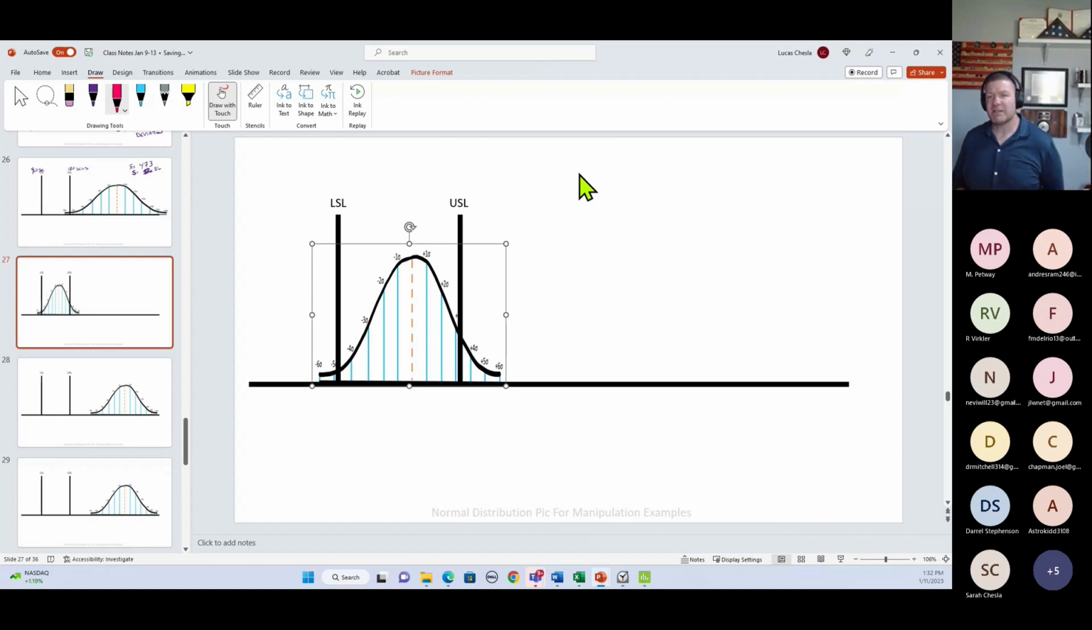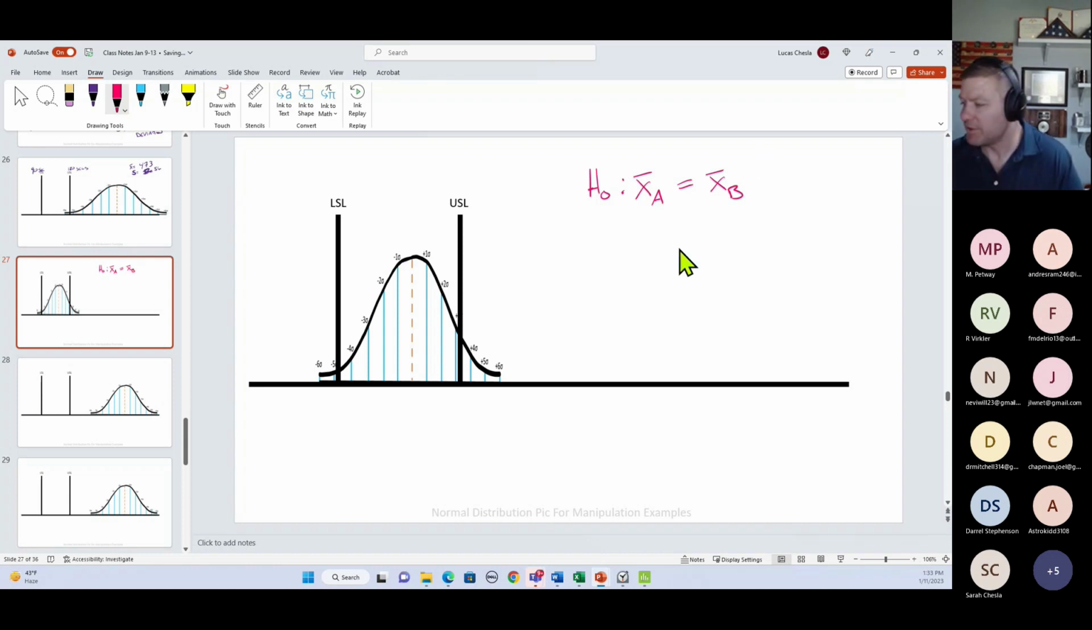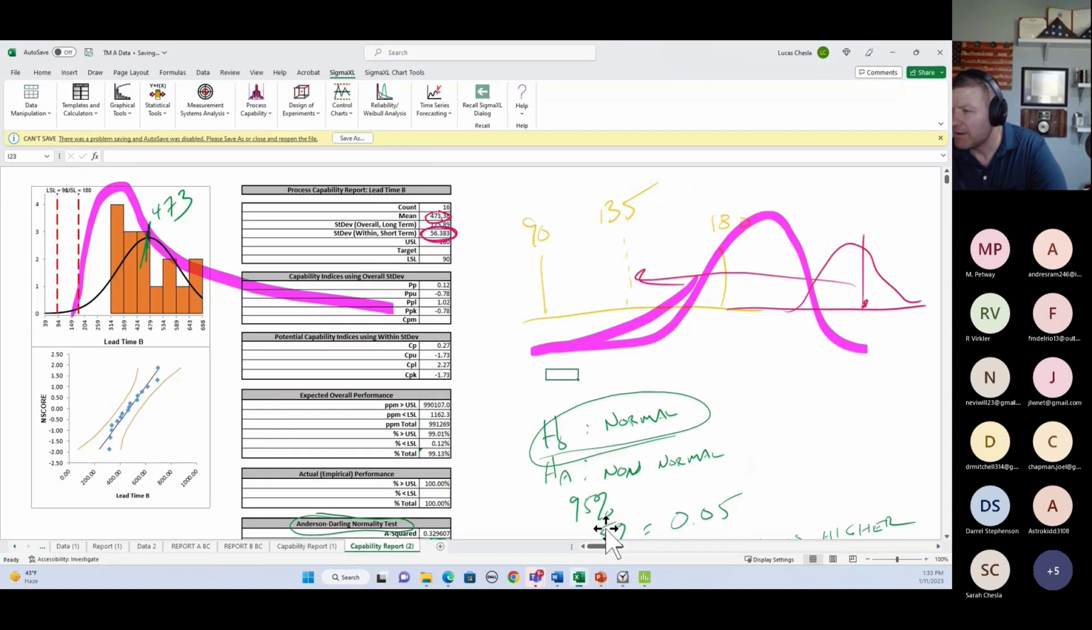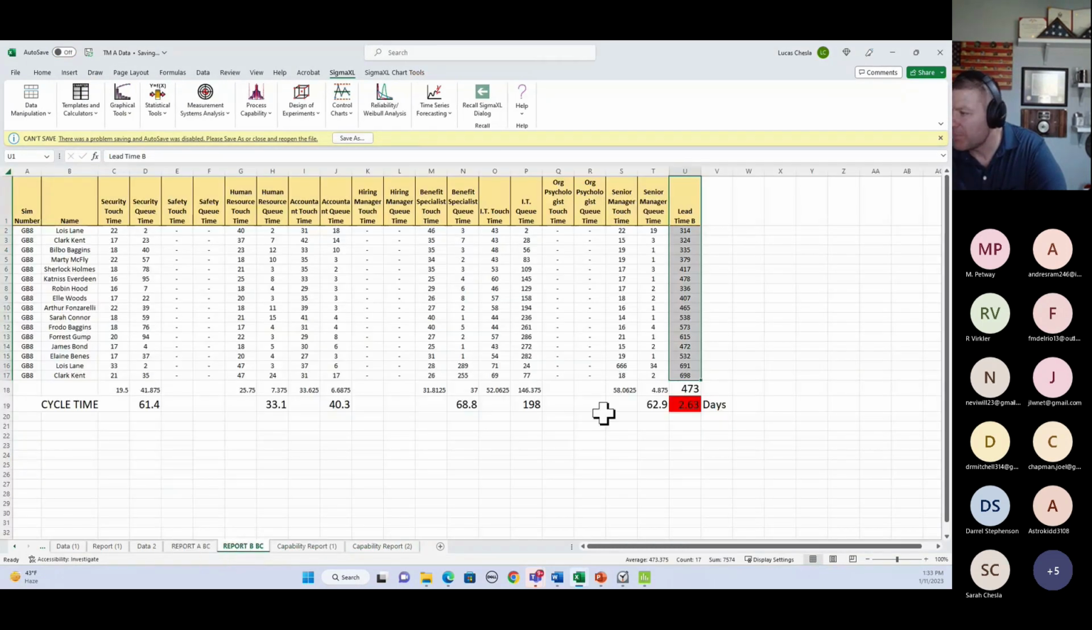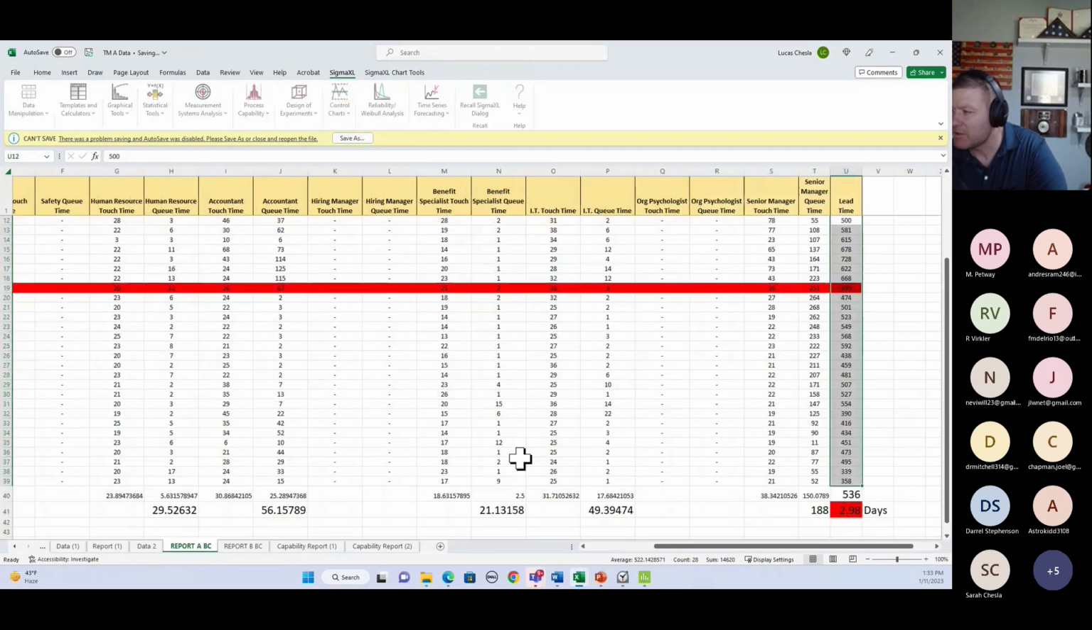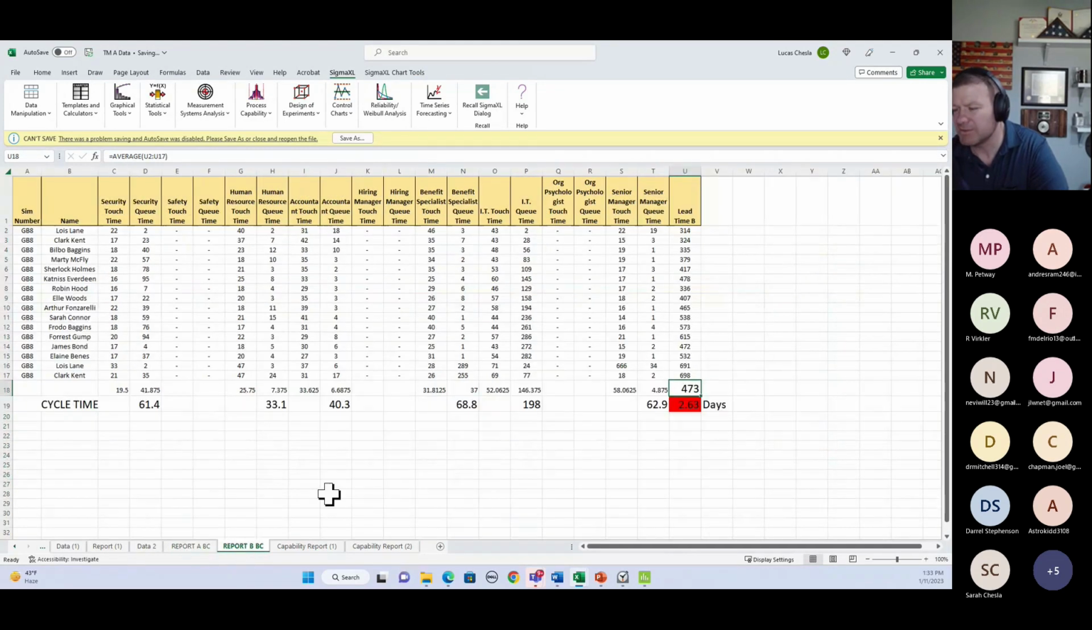So let's use something that'll really make sense. For instance, the null hypothesis, we'll say for one of these, is that the average for team A equals the average for team B. And when I'm talking about the averages, let's just be clear here. Let's compare these. And we've got 473 and we have 536. And you go, Luke, come on, man, they're different. You don't know that, actually. We don't quite know that.